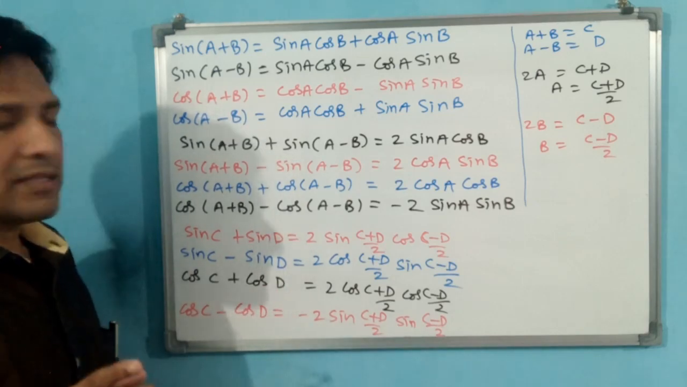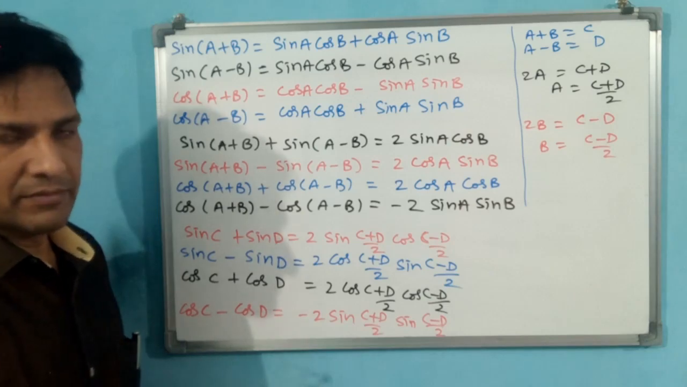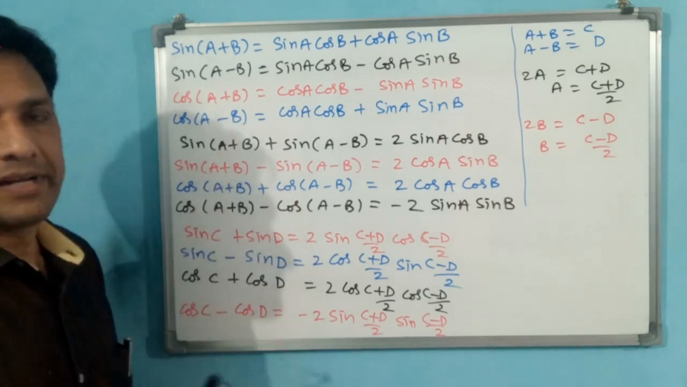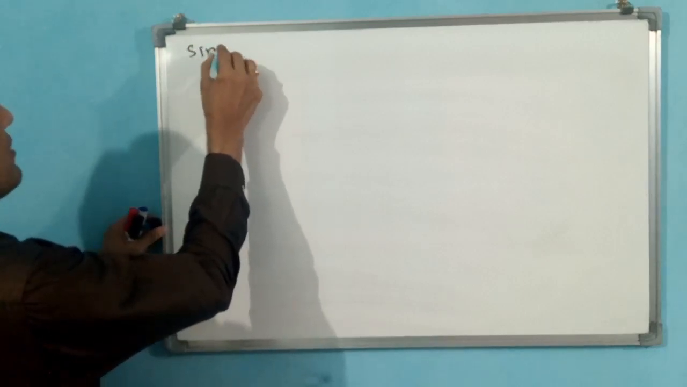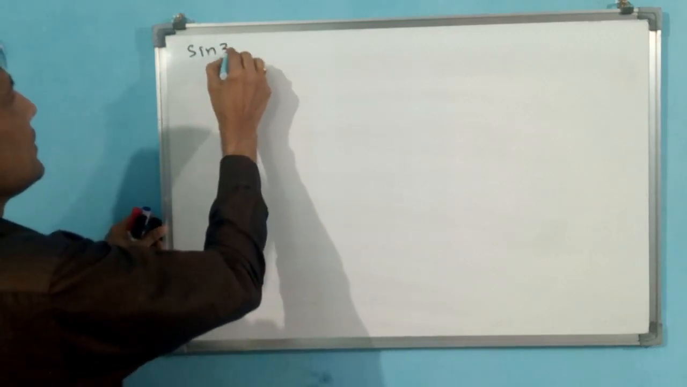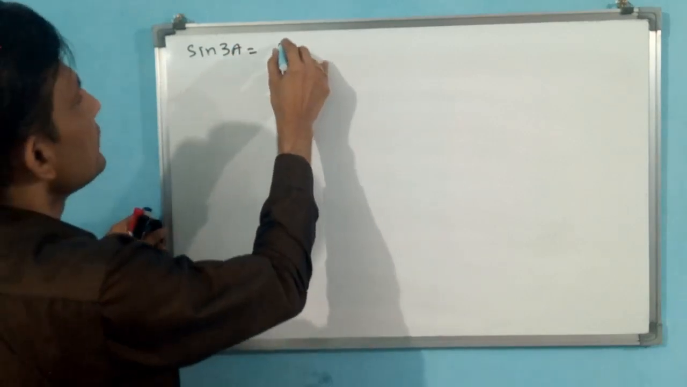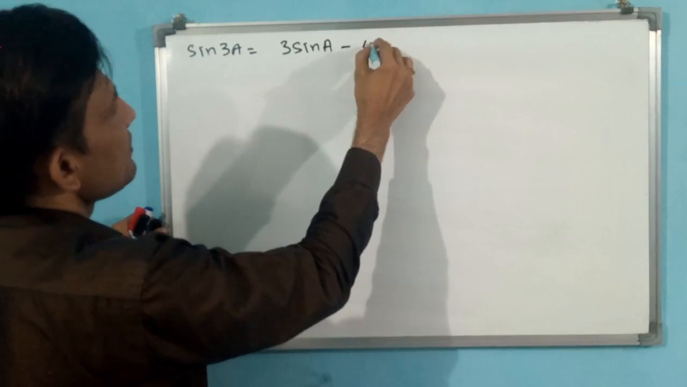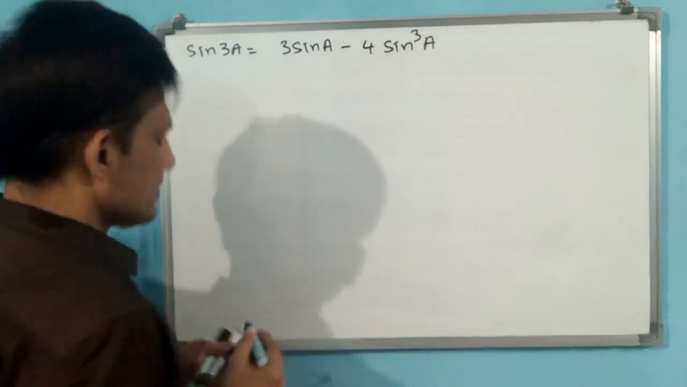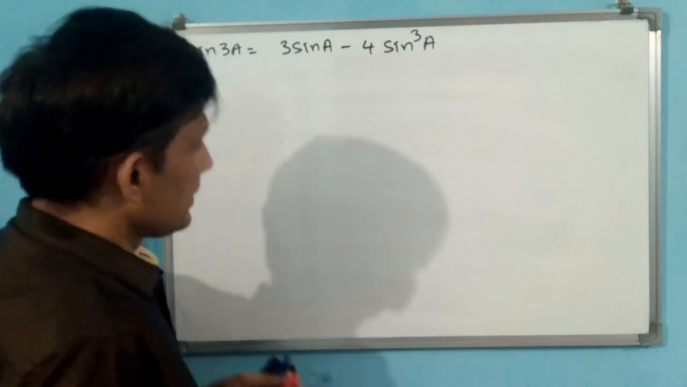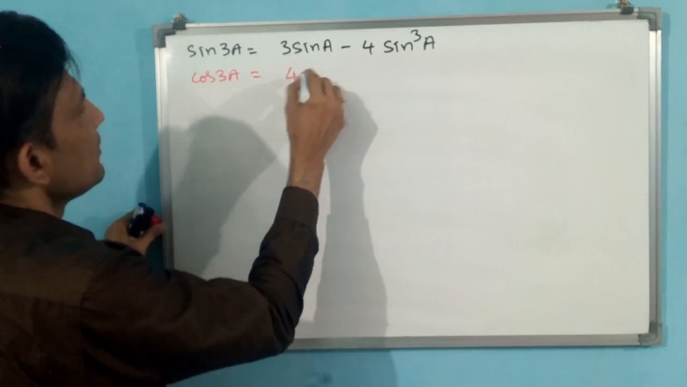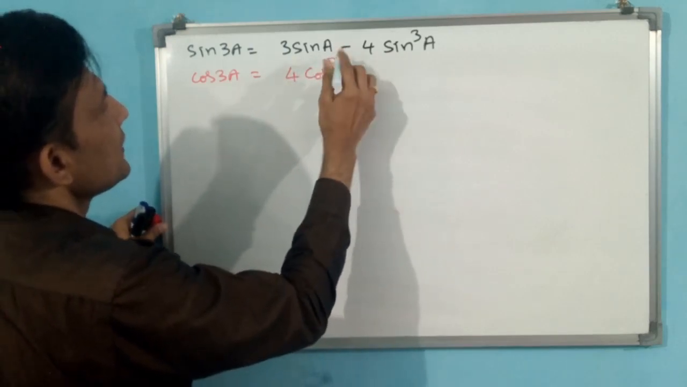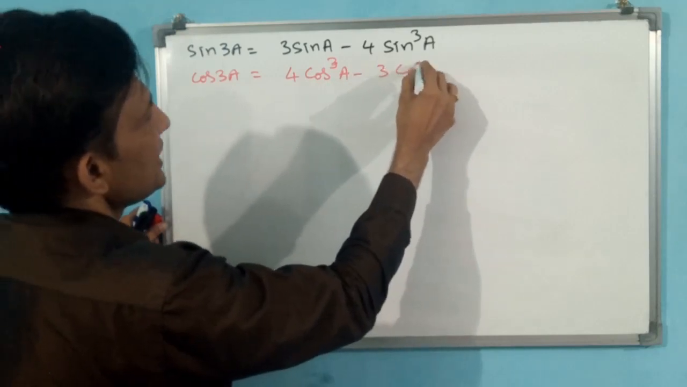Another two formulae are there: sin 3a and cos 3a, in terms of cube. That also we will write, and we will go for the exercise. I am writing. Sin 3a is equal to 3 sin a minus 4 sin cube a. That is one thing. And another one, cos 3a is 4 cos cube a minus 3 cos a.